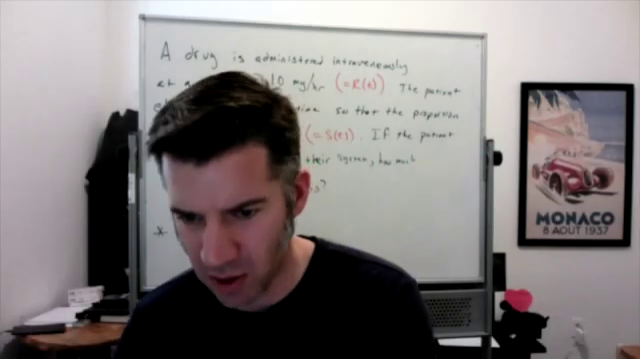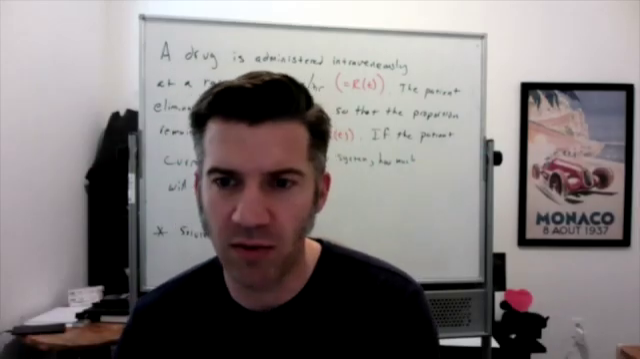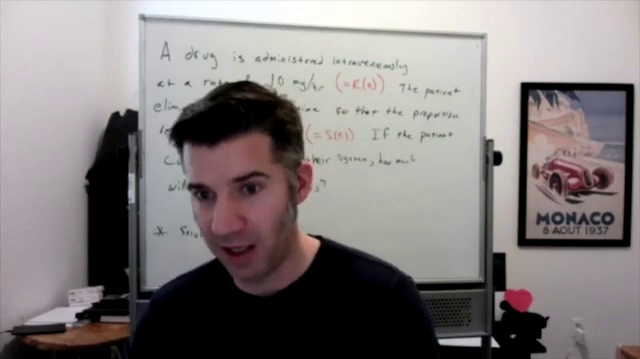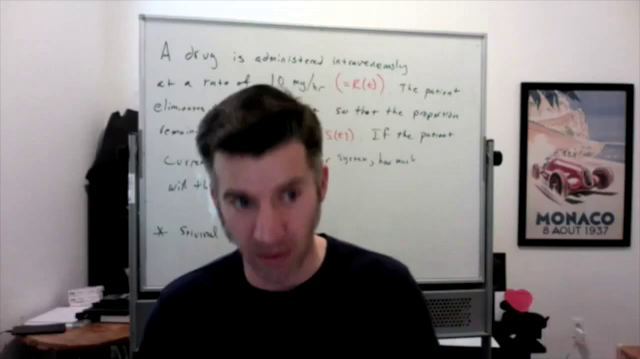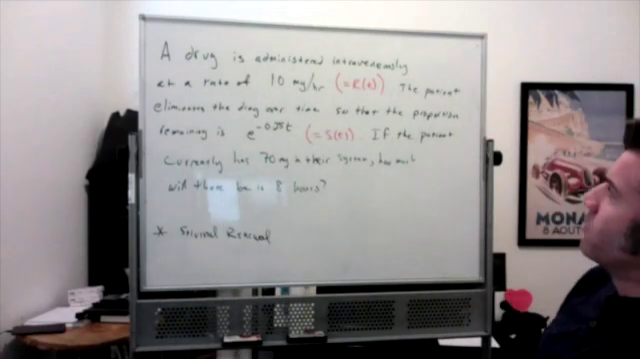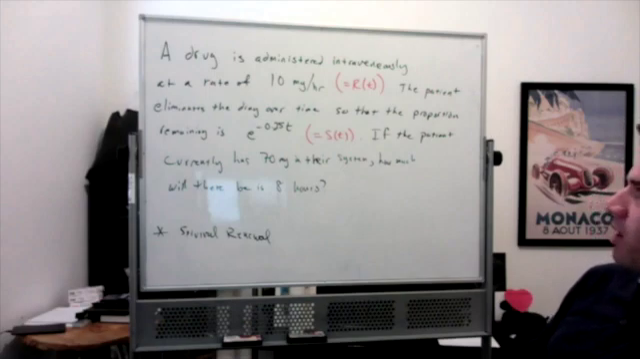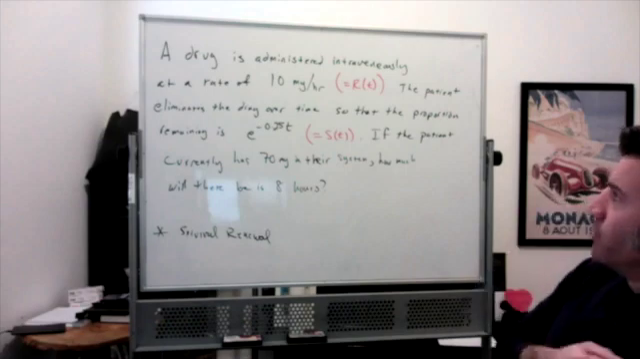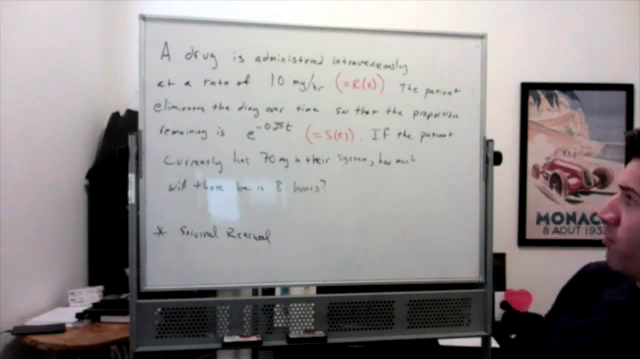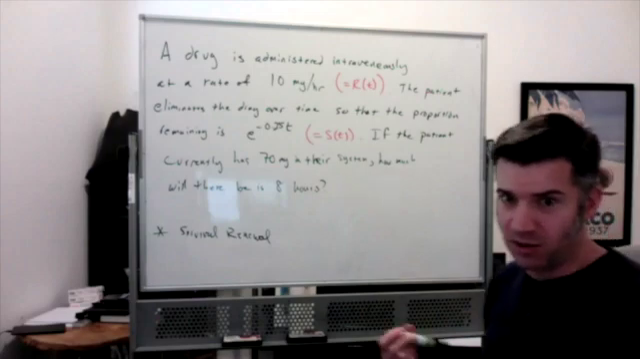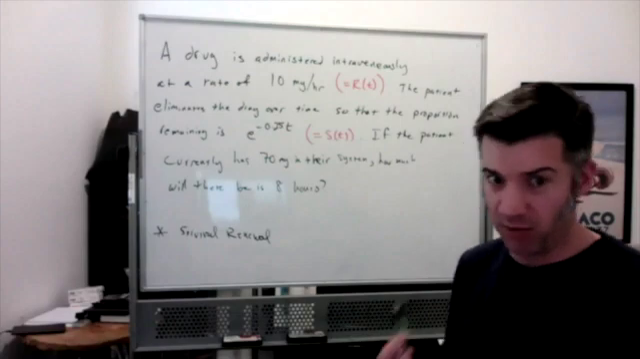So let's do this question. These survival renewal questions are really just an example of identify the things and then throw them into the formula. So let's read the question. The drug is administered intravenously at a rate of 10 milligrams per hour. So the rate coming in is your R of t. The patient eliminates the drug over time so that the proportion remaining is e to the negative 0.25 t. So that's your S of t, the survival rate, the proportion remaining.